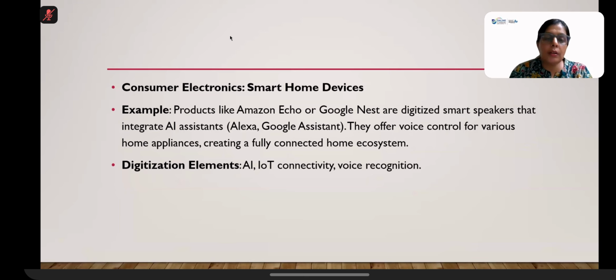Okay, in electronics, we have smart home devices like Alexa and Google Assistant. Like Alexa, to look at it, you will see a speaker, but it is a smart speaker that listens to your voice commands and acts according to what you command. So what digital elements have gone into this speaker? It's AI, artificial intelligence, Internet of Things, connectivity, voice recognition. These are the digital elements that are incorporated into this speaker, and this makes it a smart speaker. And now this product is digitalized.